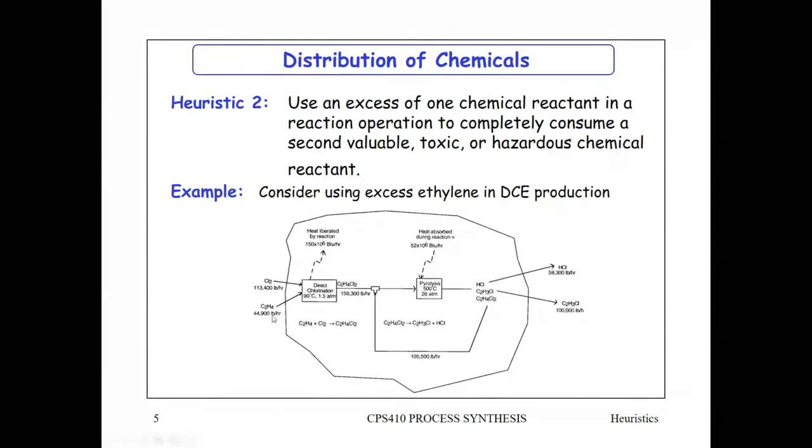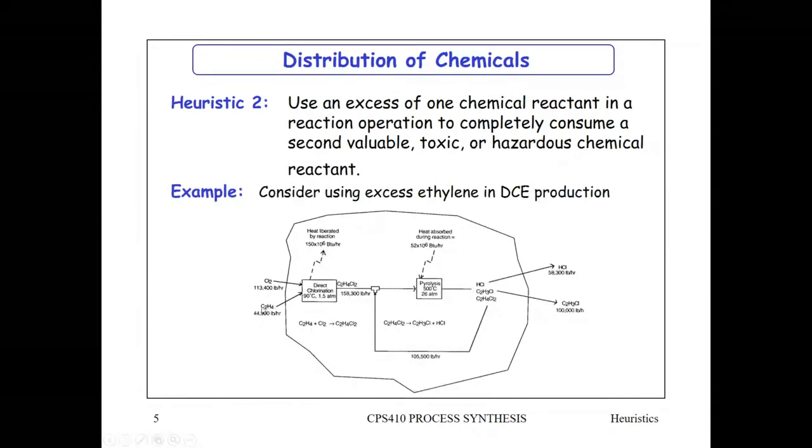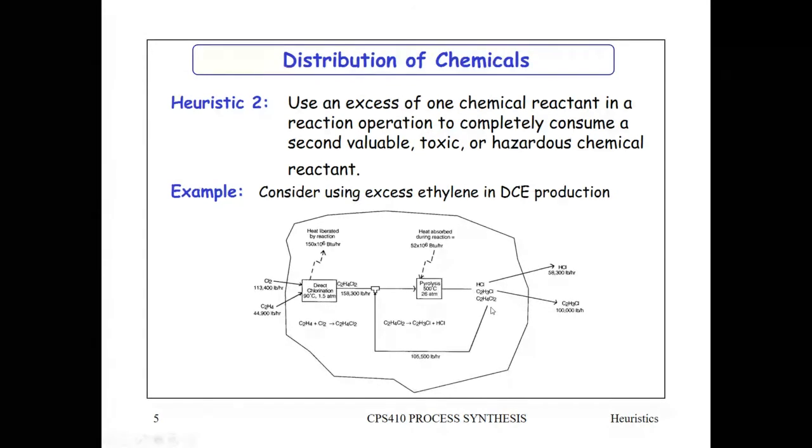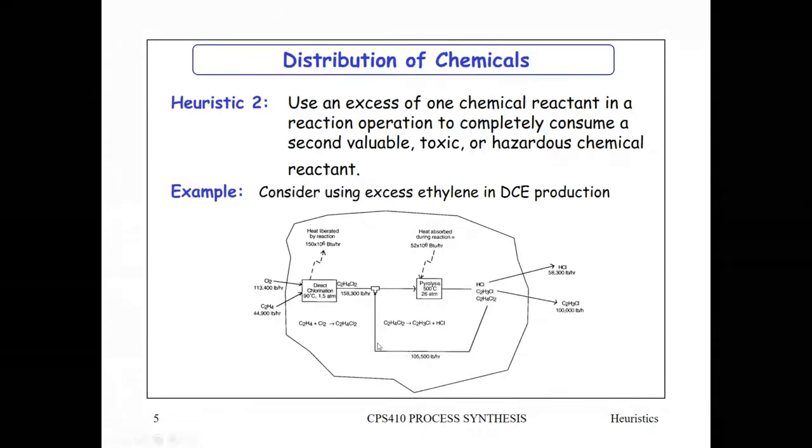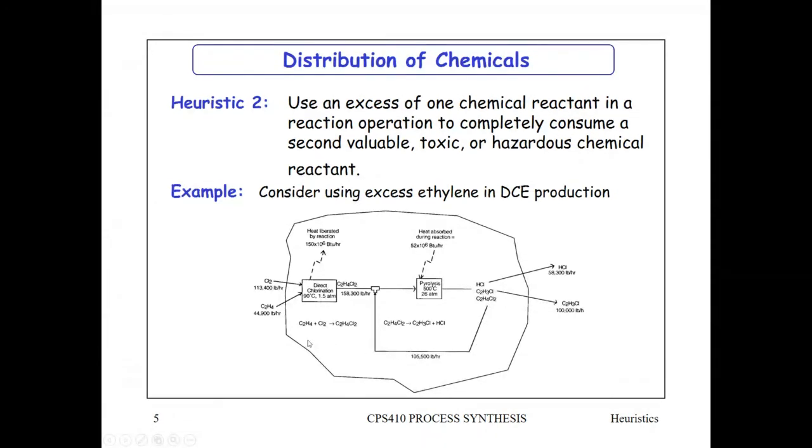Let me get my pointer. There's my ethylene. Use an excess of ethylene, and therefore you'll still have ethylene coming into this reactor, and therefore you'd need to recycle that ethylene. And your mass balance would still be the same. And by recycling that ethylene right to the beginning here, you would have an excess of ethylene in the direct chlorination.